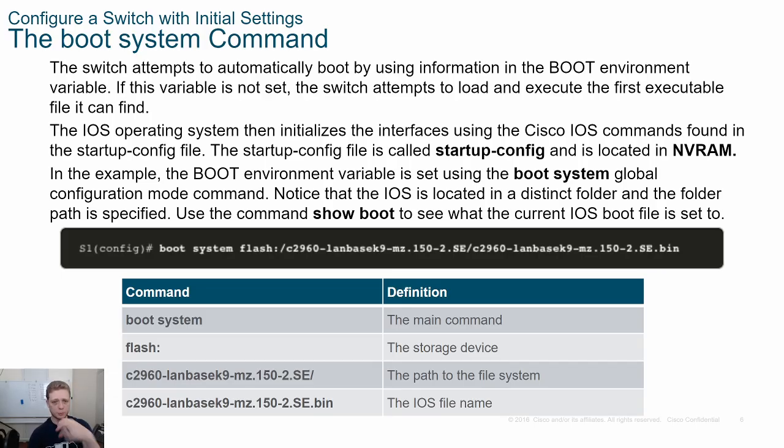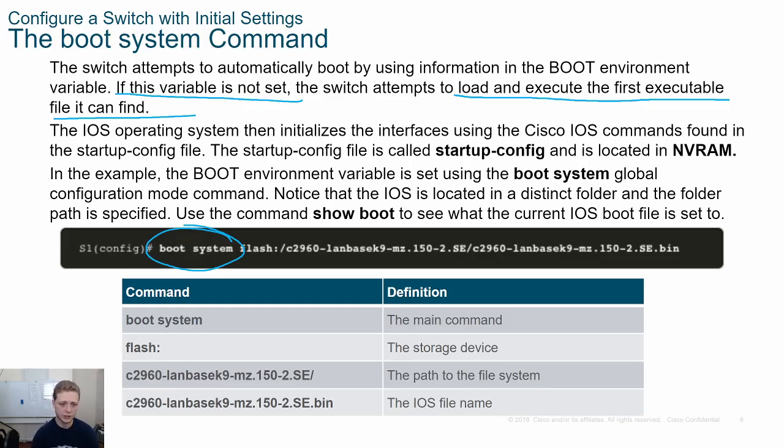So the boot system command is really going to tell that bootloader what IOS image we want it to load first. So if we don't set this variable, it attempts to load the first executable file it can find. This could be bad. Maybe we have, like I mentioned before, 2 different versions of IOS on a switch. It might load up the older version or the newer version, and that might be a mistake. So we want to be really careful and make sure we update this and keep it up to date whenever we make a change here.